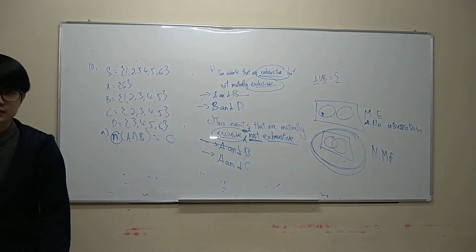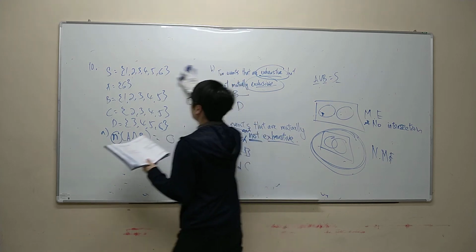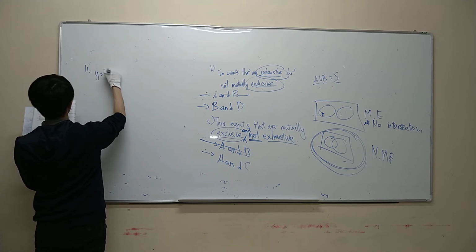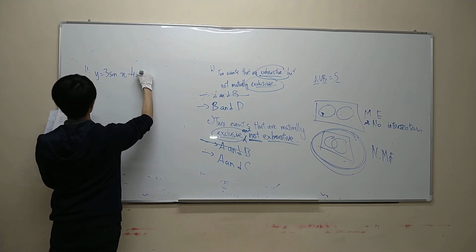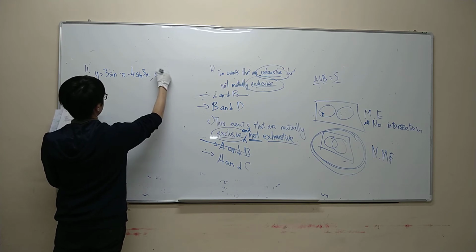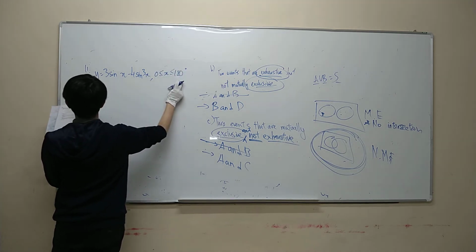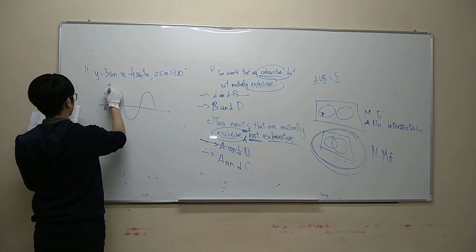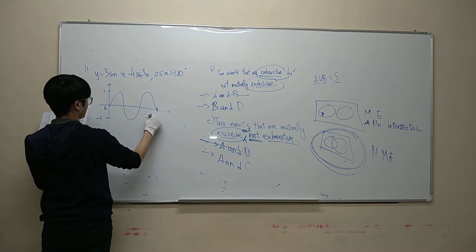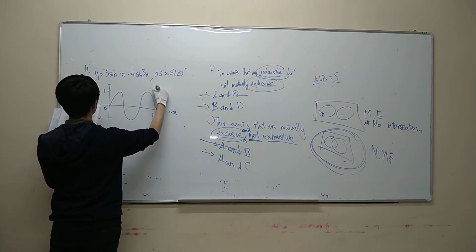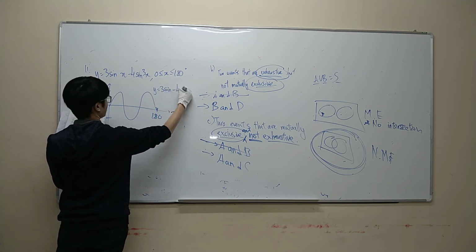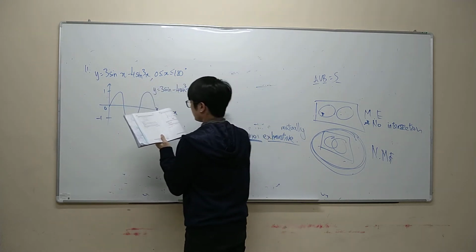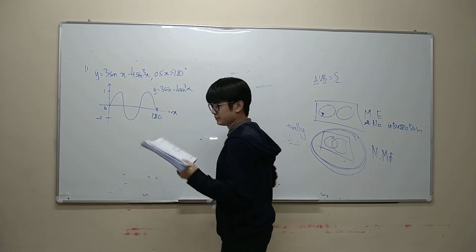Next question, number 11. Alright, number 11. Erase. Diagram 11 shows the curve y equals 3 sin x minus 4 sin cubed x for 0 to 180. Okay, they draw the graph like this. During the exam, you don't have to draw this kind of thing. I just draw because I want to explain. Okay, you only focus on the question during the exam. Alright, I'm done drawing.